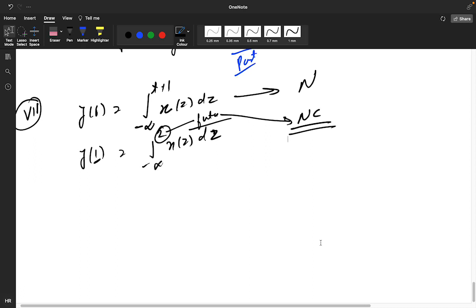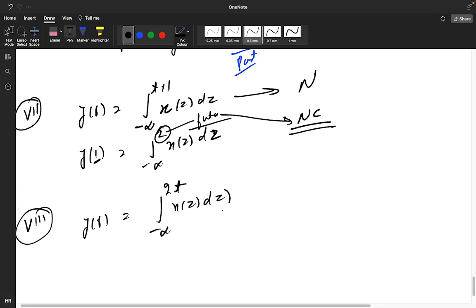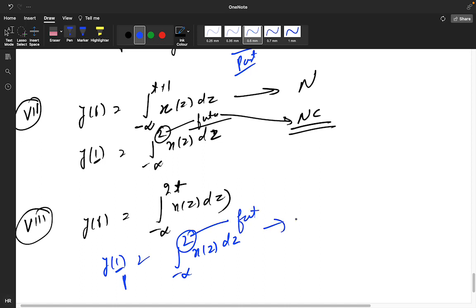What about this? Eighth example, y of t equals the integral from minus infinity to 2t of x of tau d tau. Causal or non-causal? Put t equal to 1: y of 1 is the integral from minus infinity to 2 of x of tau d tau. So this 1 is your present value and this 2 is your future value. So this will be non-causal.